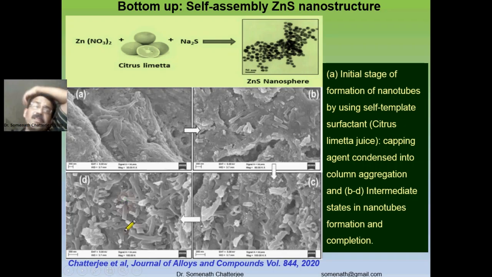Okay, so that is the way when we are making nanomaterials, the main challenge is that we have to resist them so that they will not agglomerate or coagulate. That's why we are using the surfactant or the ligand. The role here is played by the citrus limetta. The juice of citrus limetta is basically acting as a surfactant or ligand to resist them in the nanomaterial formation.